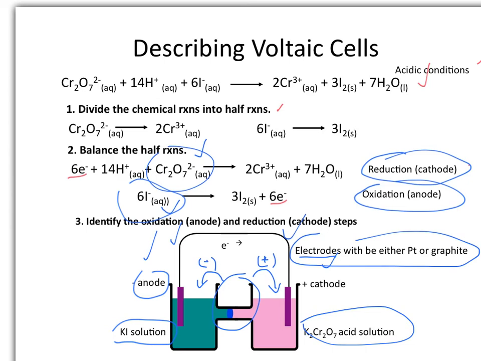So this is how we would describe a voltaic cell. You're going to make sure that you indicate where the oxidation and reduction are occurring, which one's the anode and the cathode, what your electrodes are made out of, and what direction your salt bridge ions are going to flow. And last but not least, you always want to make sure that you're indicating that electrons are flowing from your anode into your cathode.